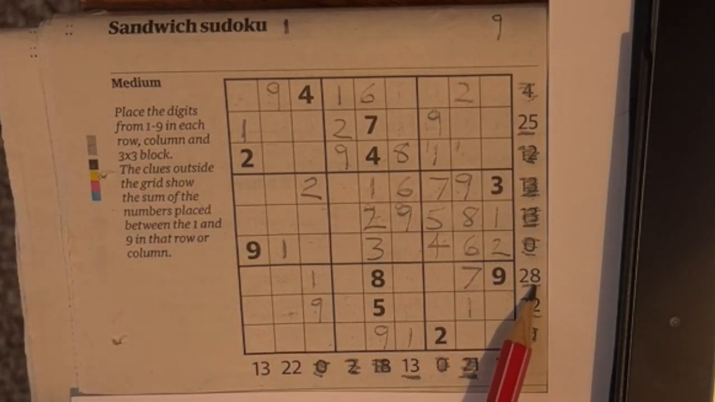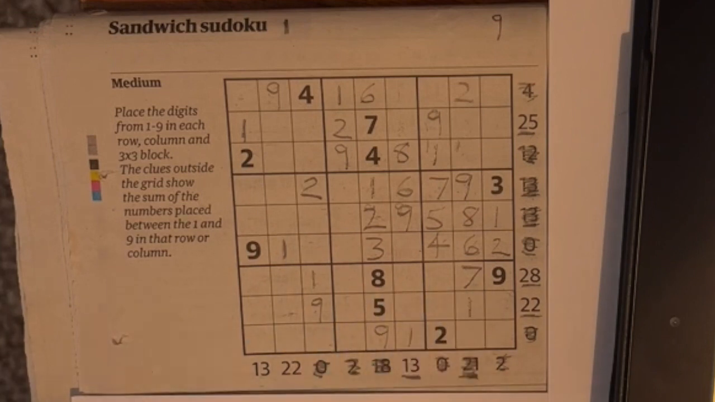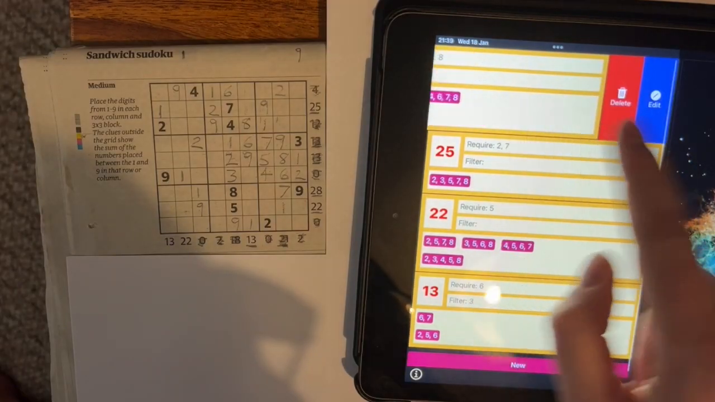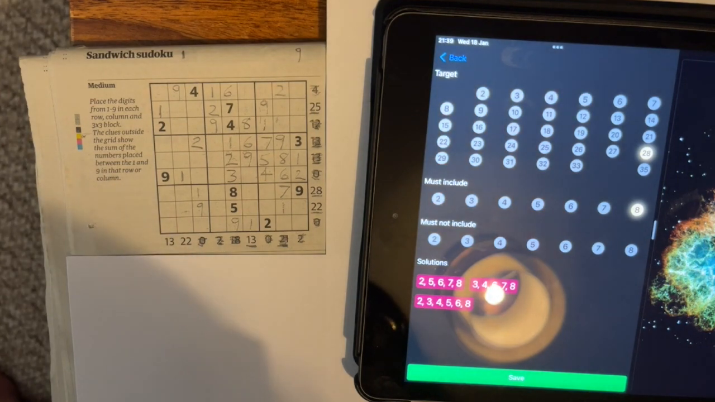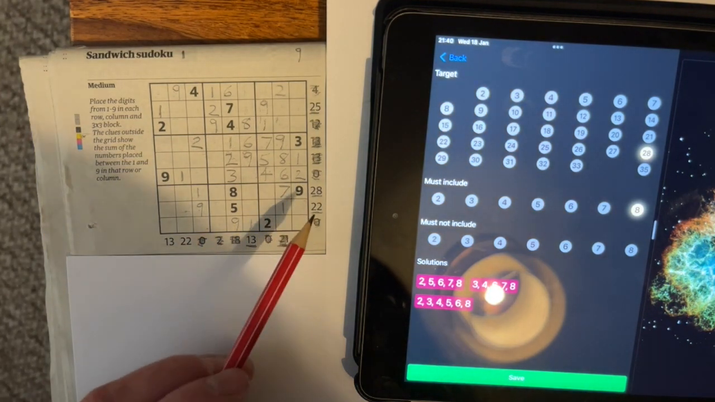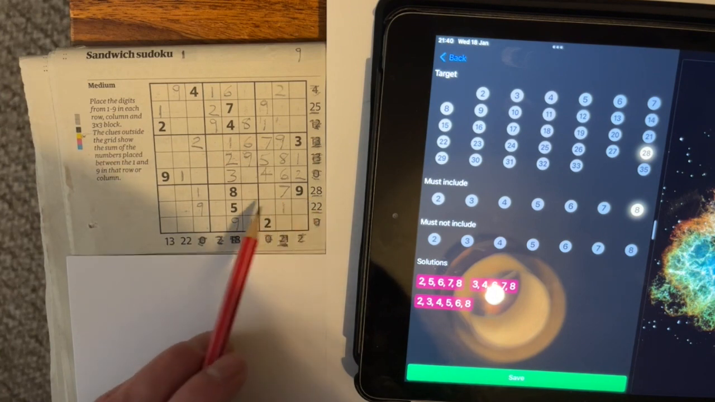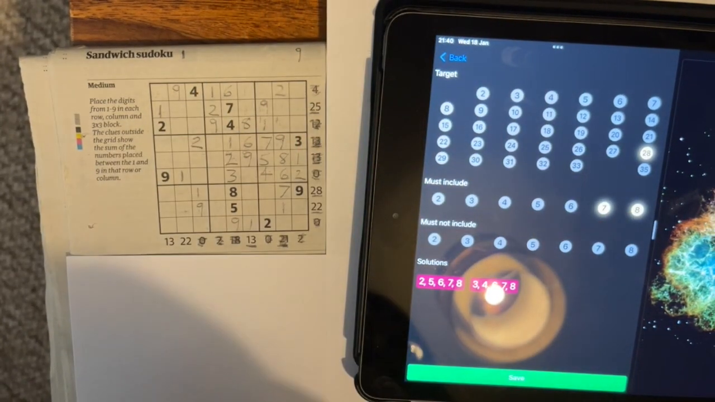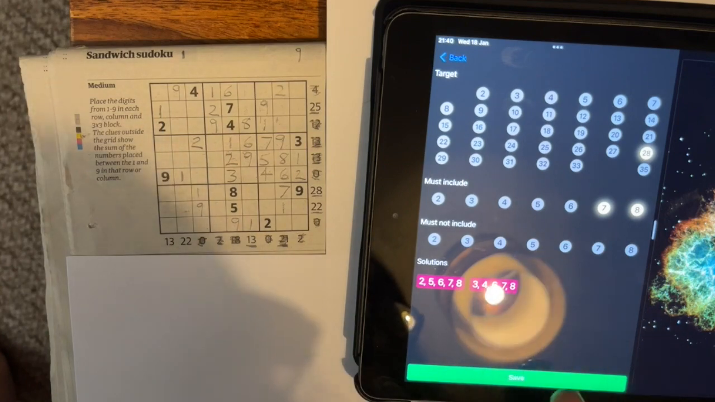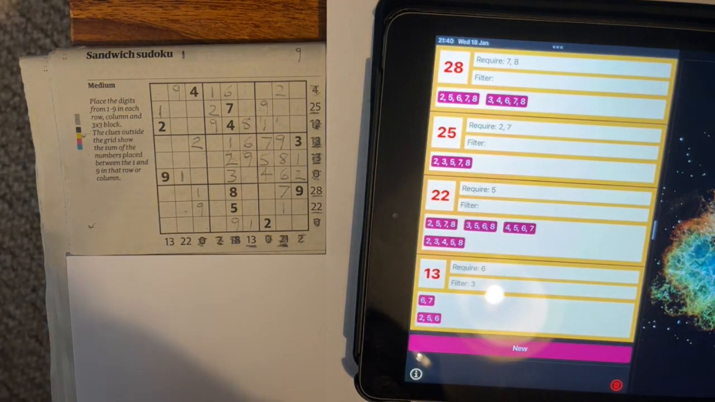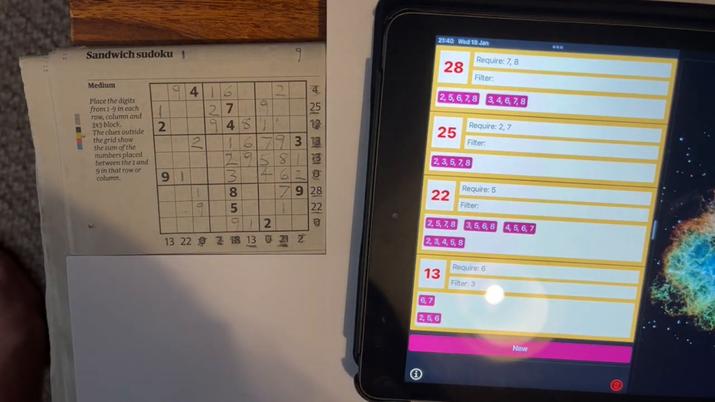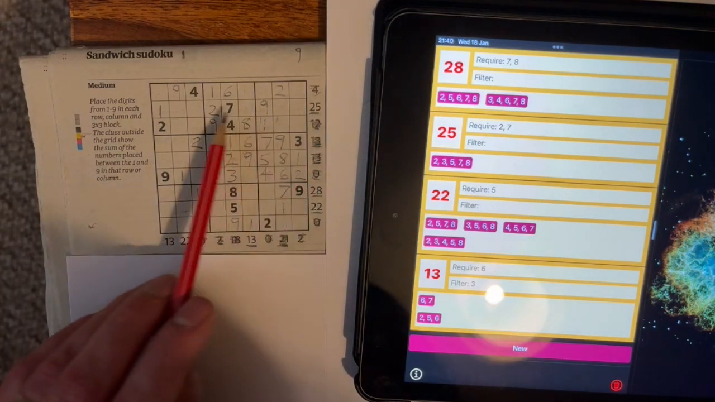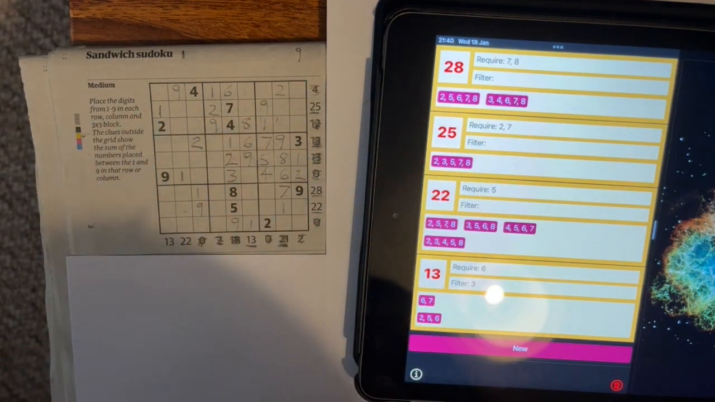So maybe we can start with this 28 because we've got an extra one there, which we didn't have before. So let's go to this one. And now we can say, let me get this the right way around first. So this is 28, and it must include the 7 and 8. Right, unfortunately there's still 2 possibilities, so we'll have to come back to that one. So what else do we have? Same for this 25, I'm not sure. No. Okay.